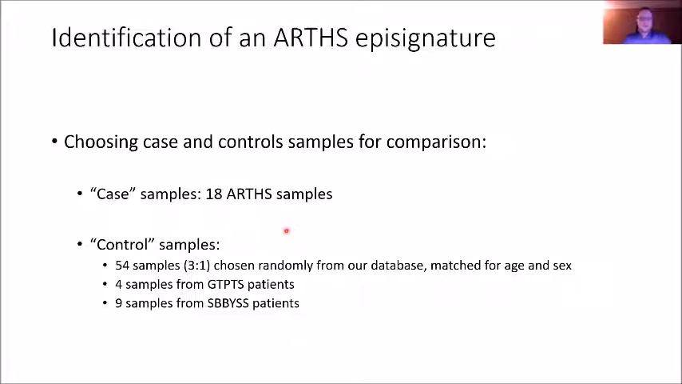Now, for most episignatures, we would just leave it like that. We'd choose the controls. But because ARTHS caused by CAT6A is so similar to the CAT6B syndromes, we also included samples from the CAT6B patients. And this will let us more precisely differentiate between ARTHS and the other syndromes, as I'll show you on some subsequent slides.